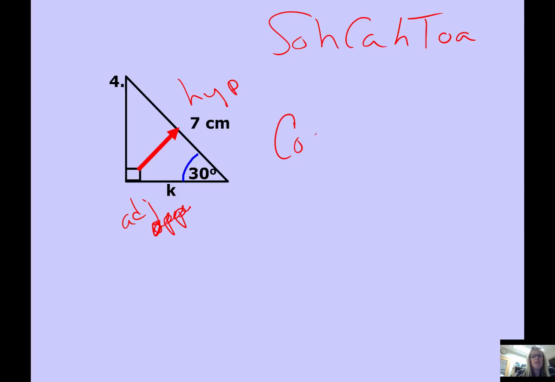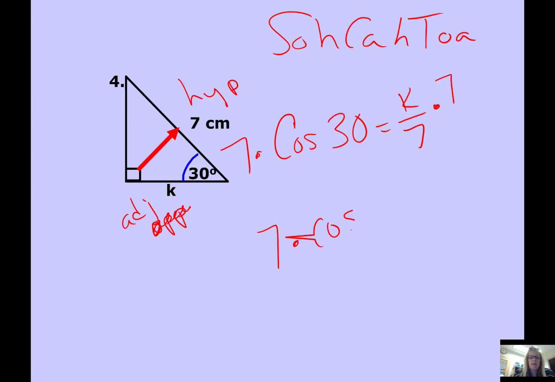So I would go ahead and say the cosine of 30 equals k over 7. Now this is just some basic math. How do you get rid of a 7 that is dividing into k? So if I want to solve for k, in other words, if it's being divided by 7, I'm going to multiply it times 7. 7 times cosine of 30 equals k. I can just plug it in as it looks. 7 times cosine of 30.